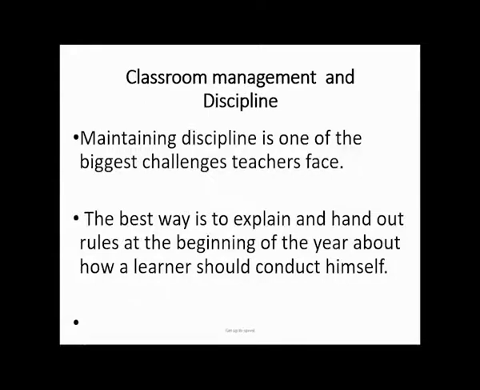So if a child does this, don't overlook it for this child and punish another child for it. The learner will tell you, you are not fair, ma'am, you are discriminating against me. But this one does this, you did nothing. So, read this topic. It is your study guide. Classroom management and discipline, how to go about it. I will ask you in the exams.